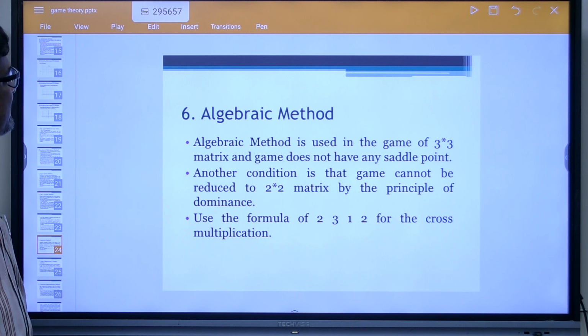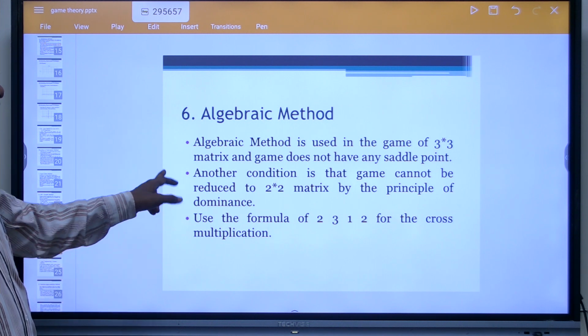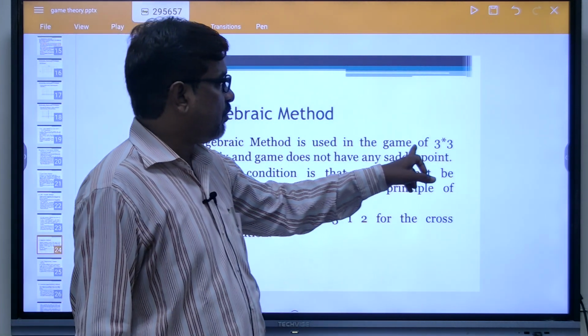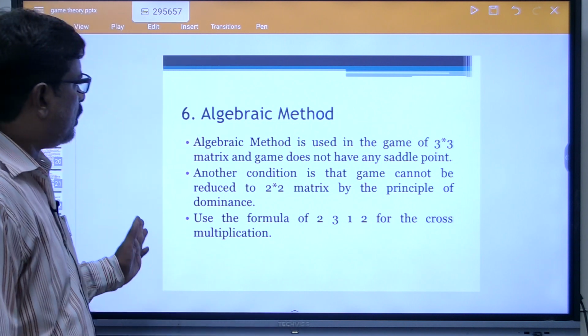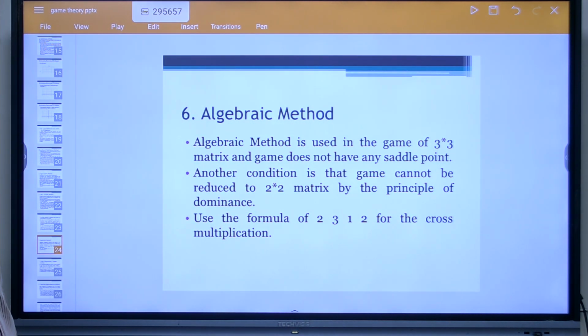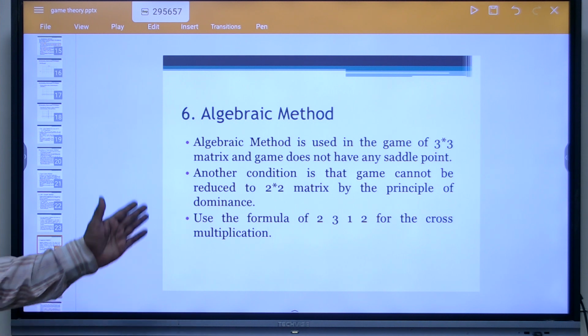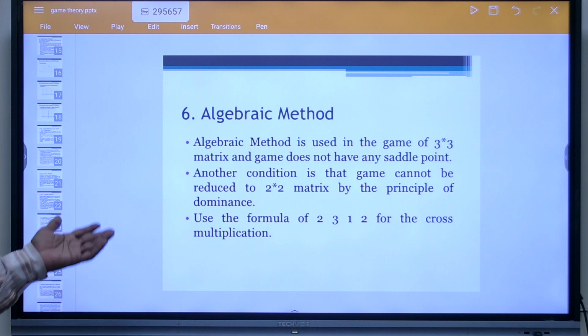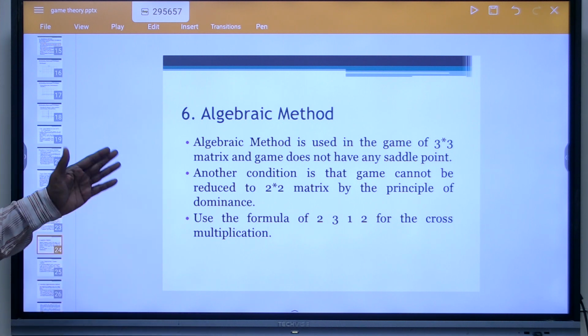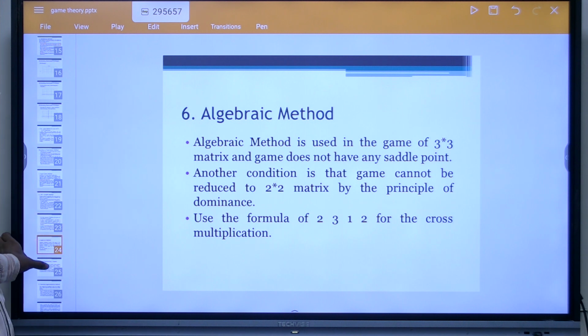We have the algebraic method. This is adopted when we are going with a matrix with a game of 3 by 3, more than 2 by 2. By adopting the algebraic method, we have the formulas for finding the probabilities, then we will solve it numerically.